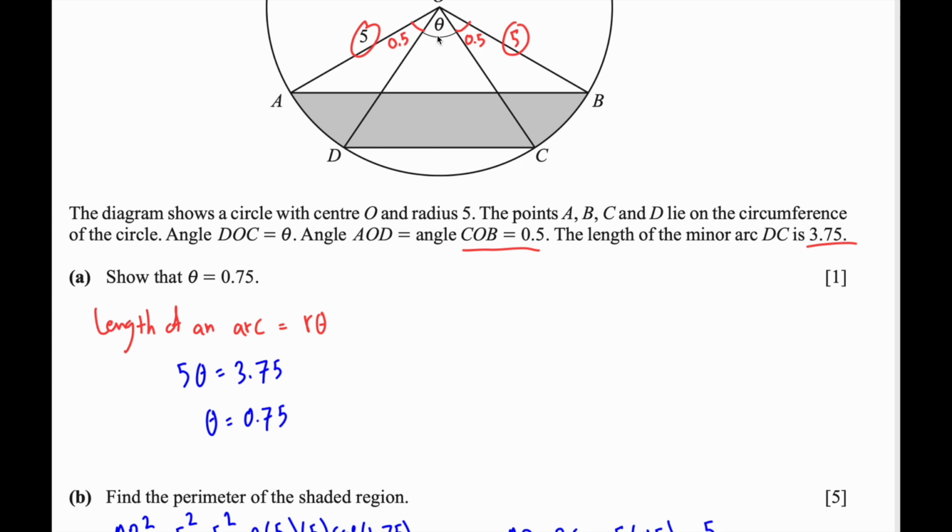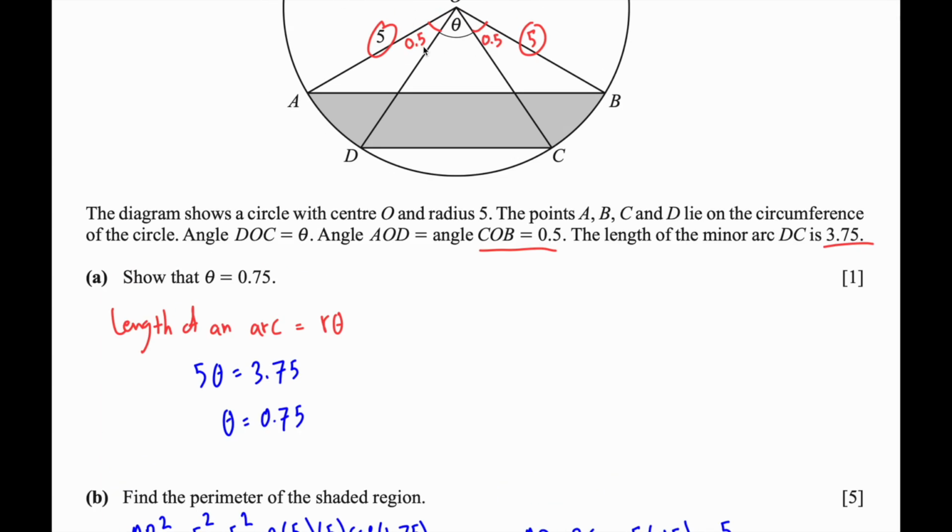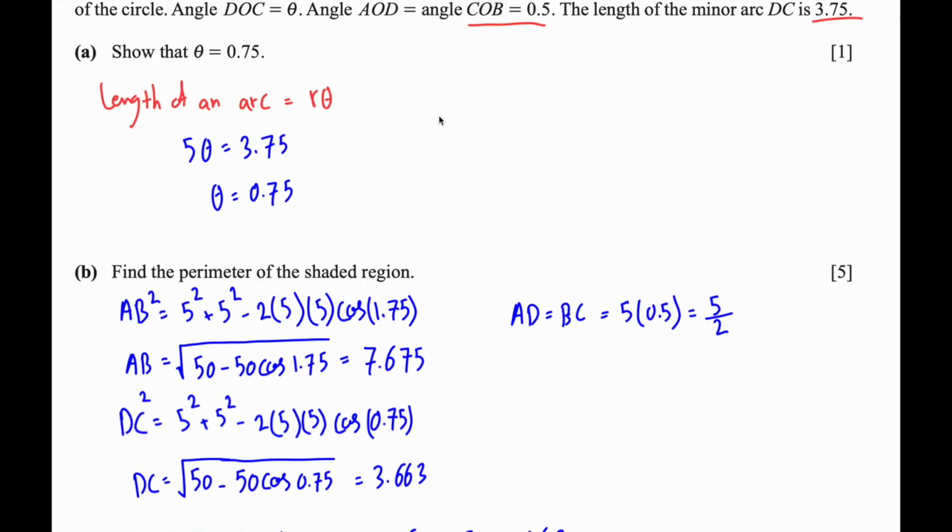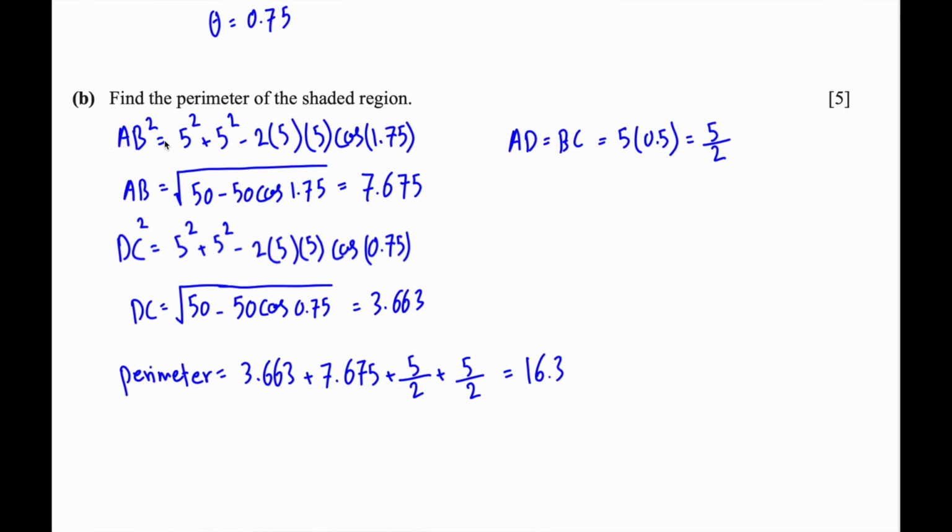I already know the value of theta. This is 0.5, 0.5. The theta is 0.75. Together, it is 1.75. You apply the cosine rule, you get this expression. You just have to tidy up. 5 squared plus 5 squared is 50 minus 50 cosine 1.75, which gives you 7.675.